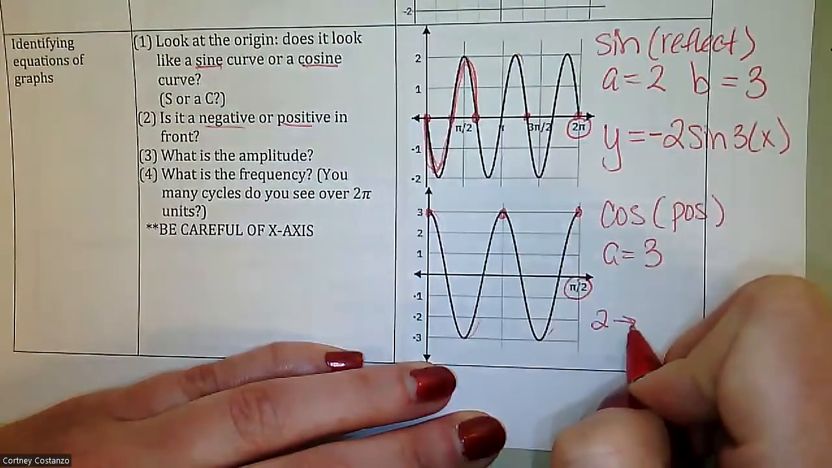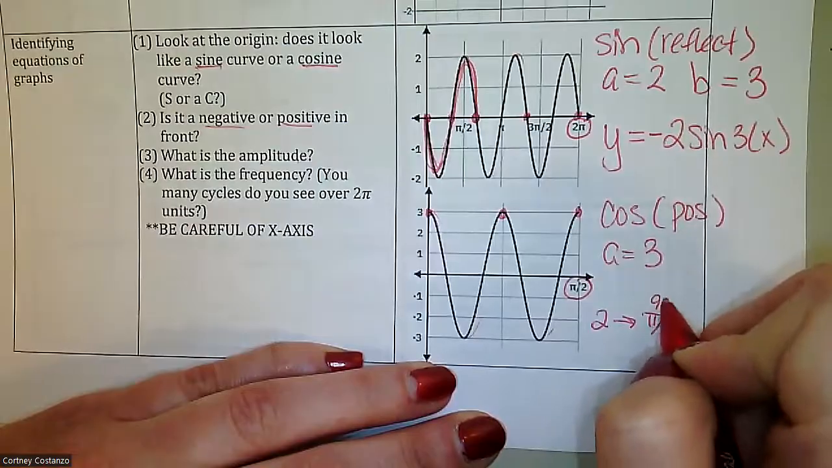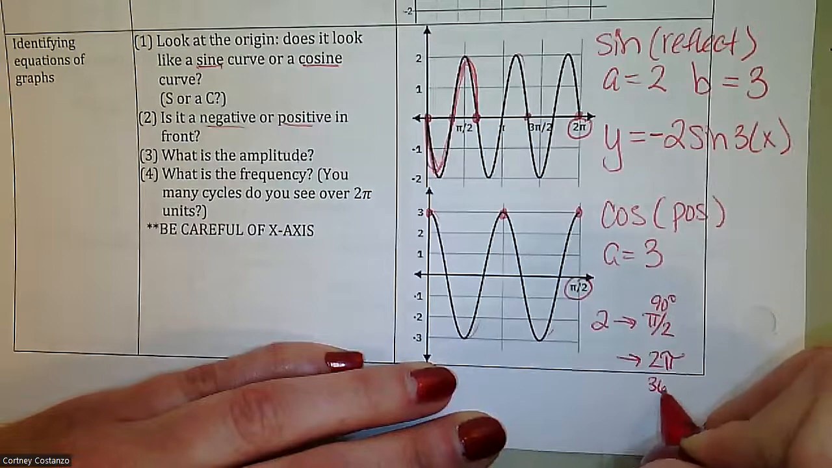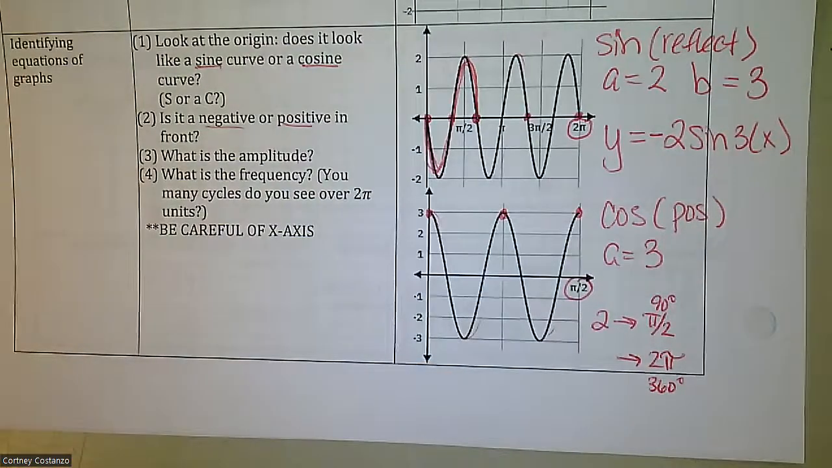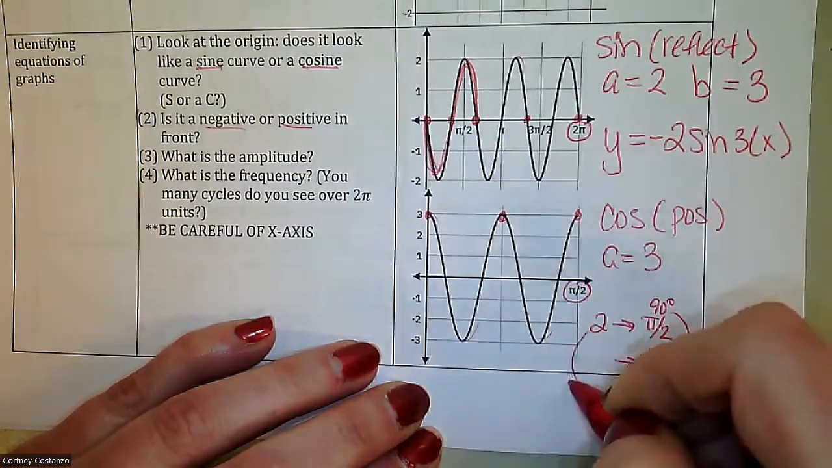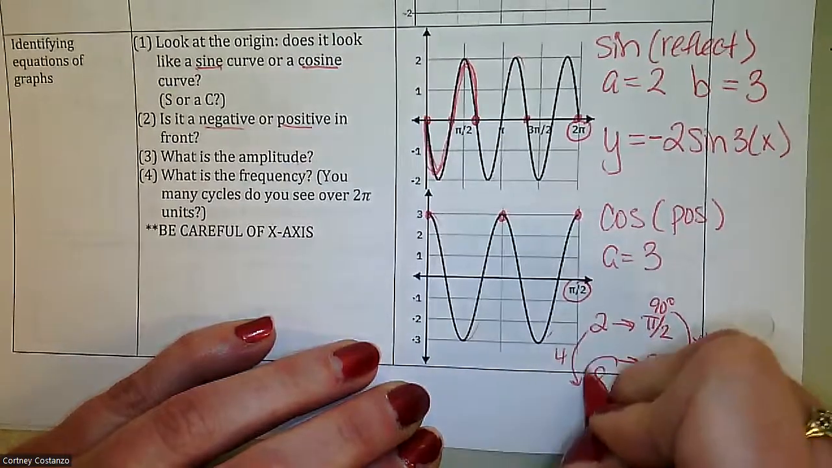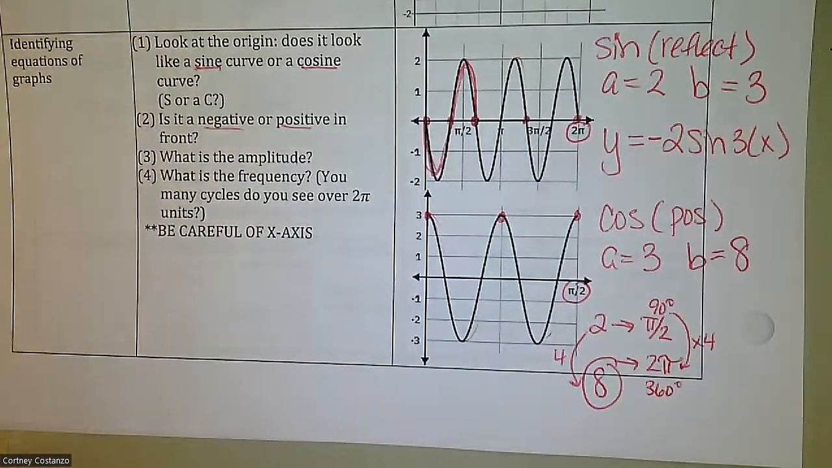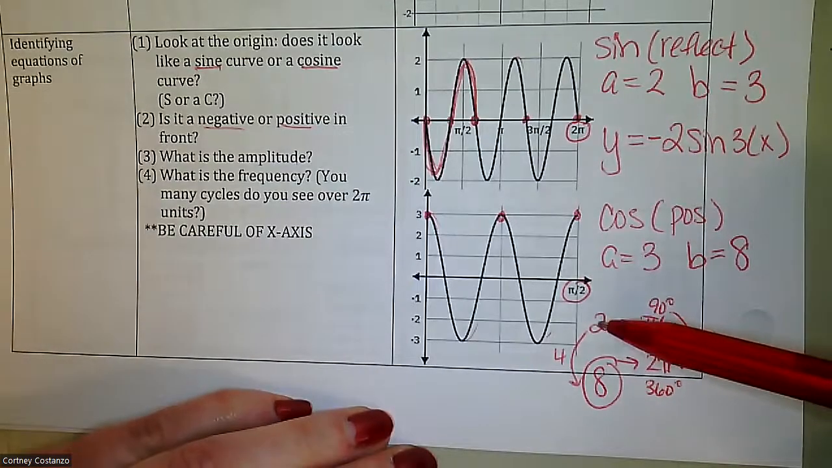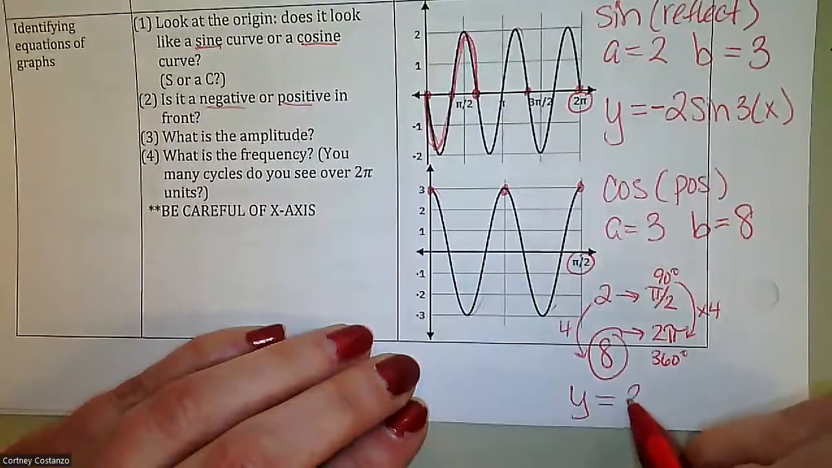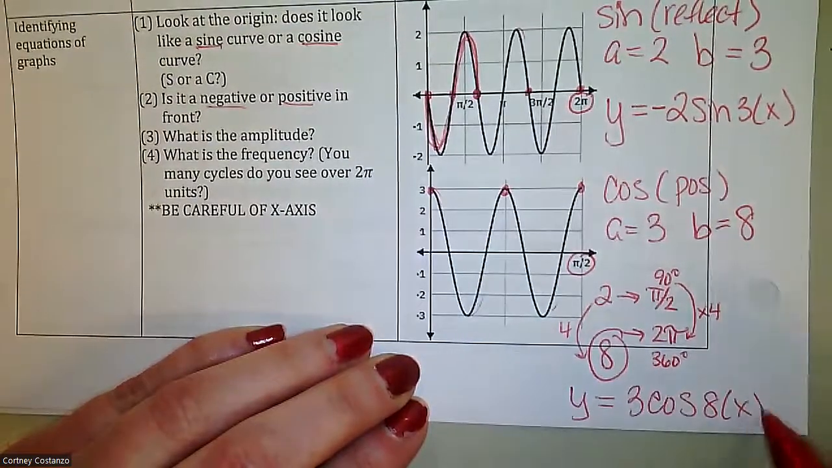So if there's 2 full curves by 90 degrees, then how many full curves will that equate to by 360 degrees? Well, to get from 90 to 360, I multiply by 4. So that proportionally will make me have 8 curves by the time I get to 2 pi, to 360 degrees. So you have to sort of set up and think, okay, if there's 2 by 90, there would be 8 by 360. So my equation is going to be 3 cosine 8x.